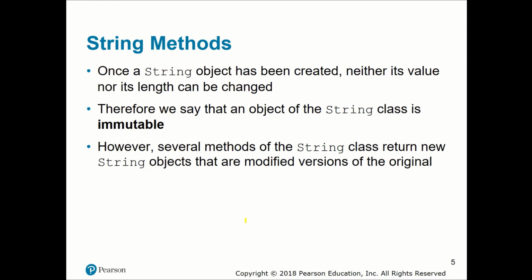String methods. Once a string object has been created, neither its value nor its length can be changed. Therefore, we say that an object of the String class is immutable. I will explain this shortly. However, several methods of the String class return new string objects that are modified versions of the original.